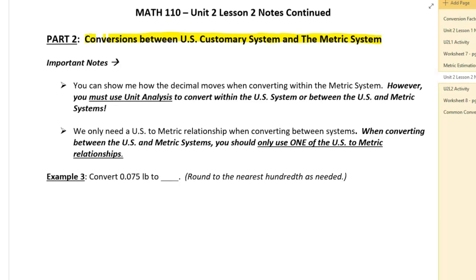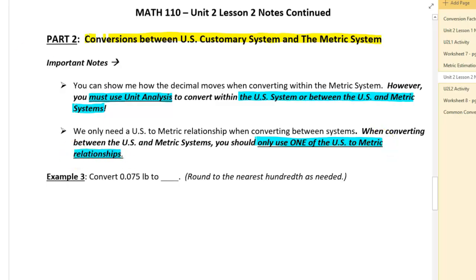Some important things to note before I get started. One is that you can show me how the decimal moves when converting just within the metric system. I will accept that from that video that I included. However, you must use unit analysis for problems like this when you're converting between the US and the metric systems. Another thing to note is we will only need a US to metric relationship when converting between the systems. And when you're converting between the systems, you should only use one of the US to metric relationships.